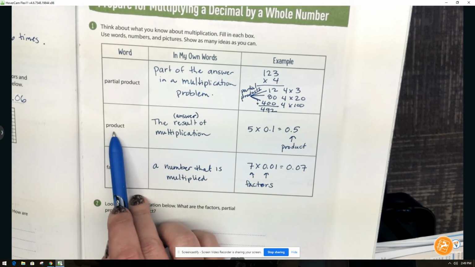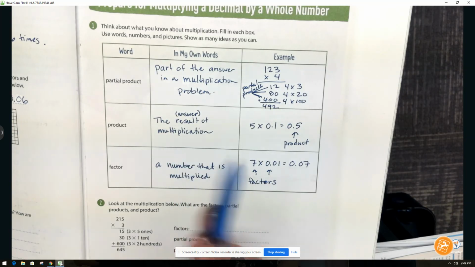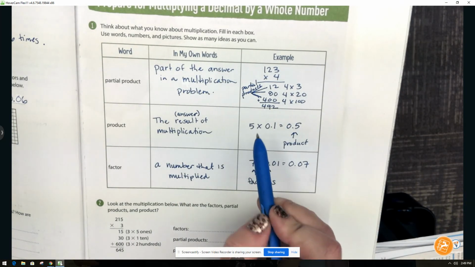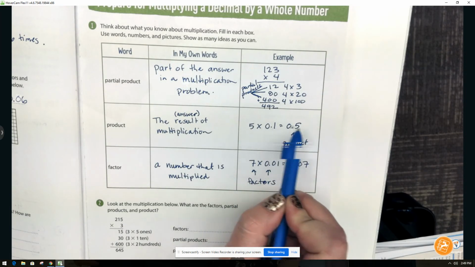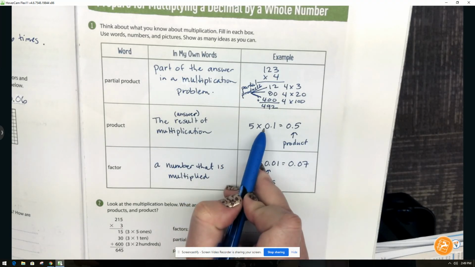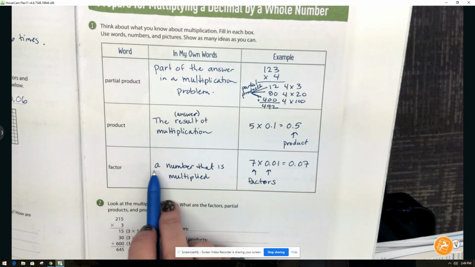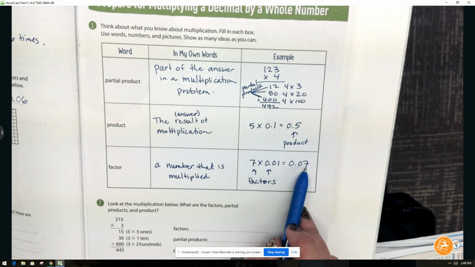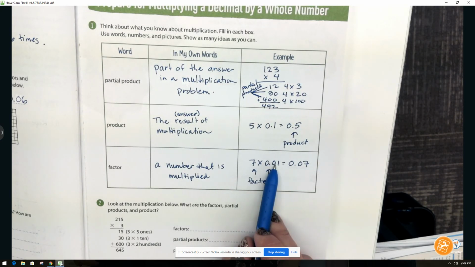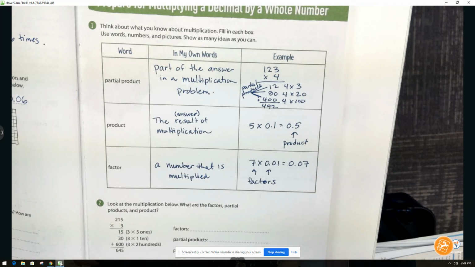So what is the product? The product is the result or the answer of doing a multiplication problem. So if we had five wholes and we multiplied it times 1/10, our product would be 5/10 because 5 times 1/10 equals 5/10. A factor in multiplication is a number that is multiplied. So 7 times 1/100 equals 7/100. 7 and 1/100 are both of our factors. And then our product is the answer or the total that we get.